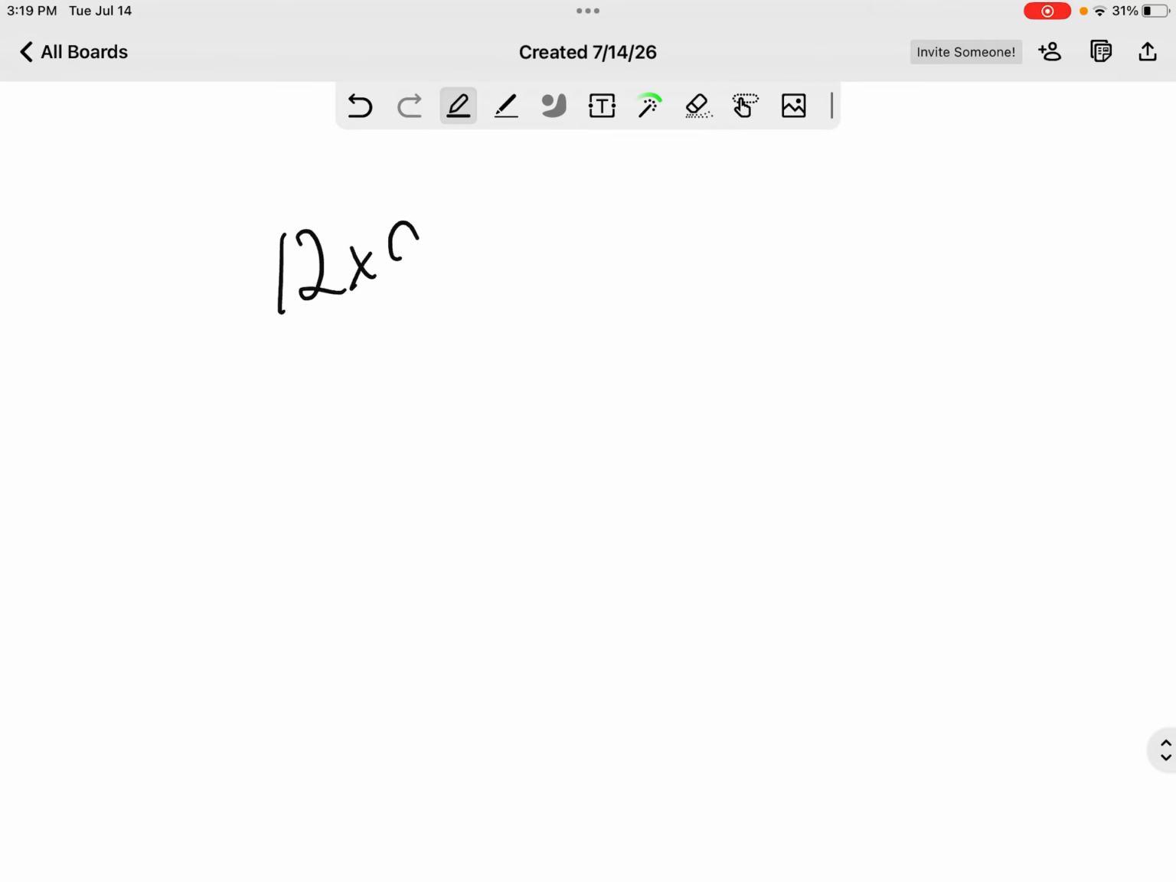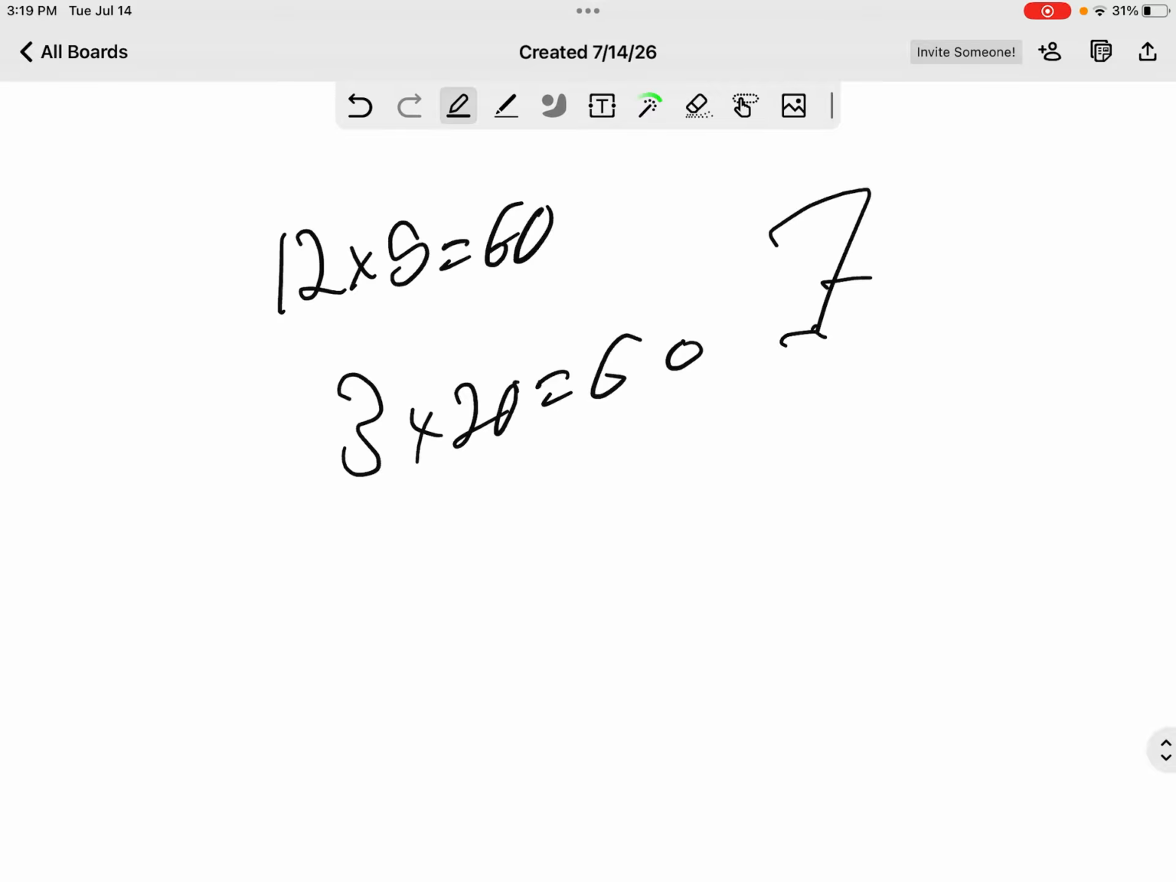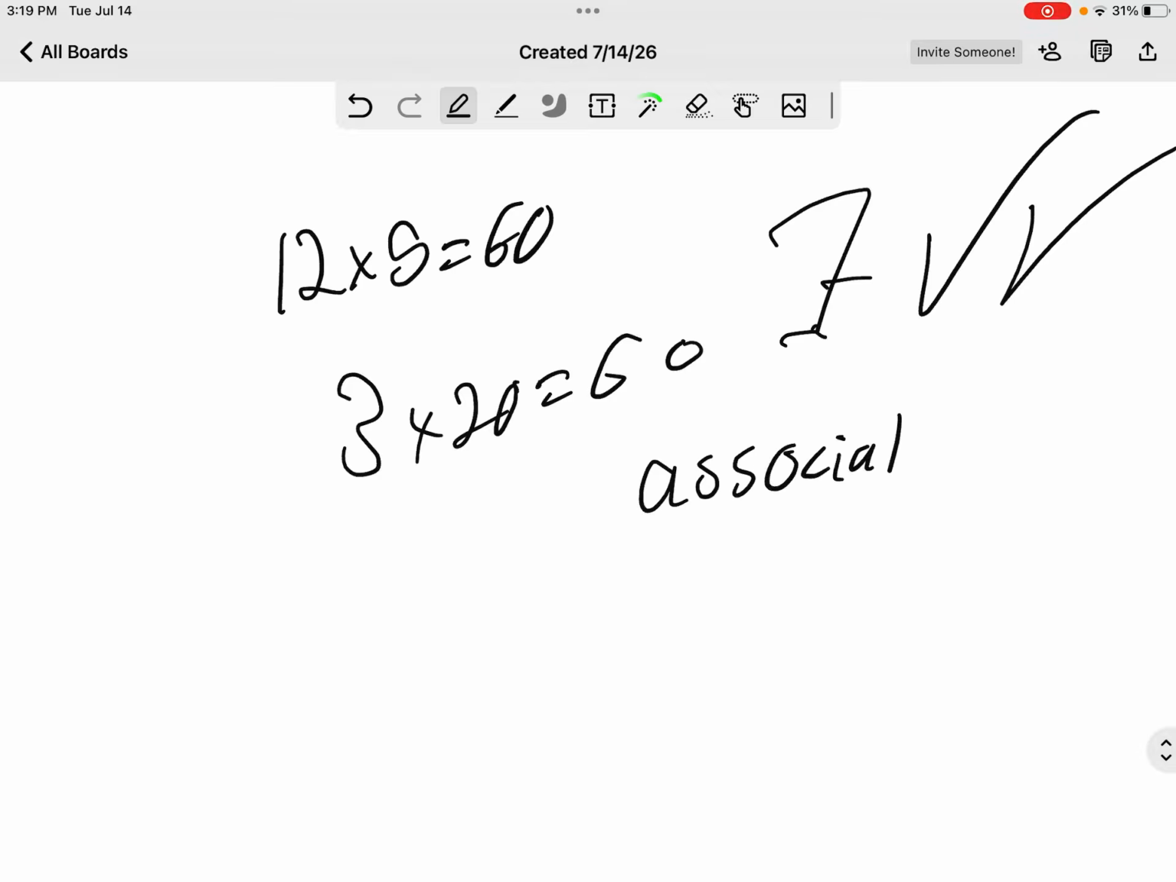So Lisa counts 12 times 5 makes 60 blocks. And Bart counts 3 times 20 makes 60 blocks. So it's the same thing again. They're both correct. It's just another gigantic way of saying the associative property of multiplication.